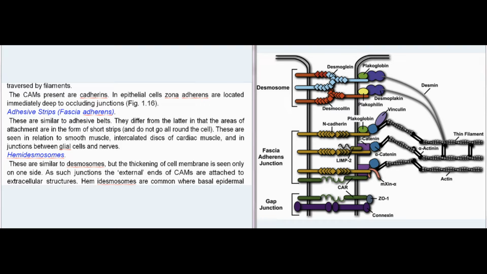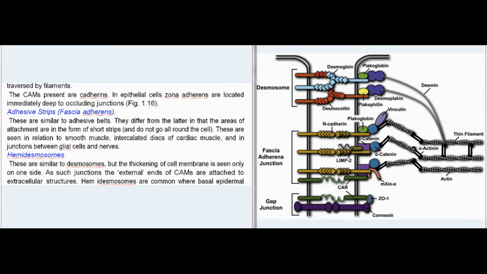Adhesive strips, fascia adherens. These are similar to adhesive belts. They differ from the latter in that the areas of attachment are in the form of short strips, and do not go all round the cell. These are seen in relation to smooth muscle, intercalated discs of cardiac muscle, and in junctions between glial cells and nerves.